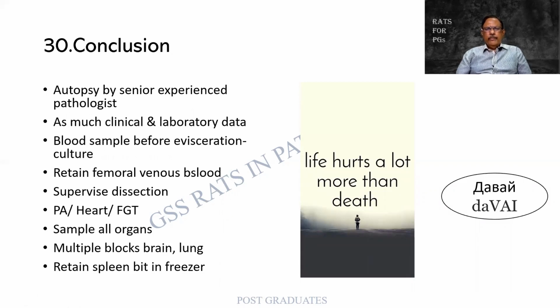What is the conclusion? The autopsy should be performed by a senior and experienced pathologist, not anybody who passes by. As much clinical and laboratory data should be obtained. It is a study as a whole. Blood sampling before evisceration. Retain the femoral venous blood for culture, etc. A senior person should supervise the entire dissection. And these are the structures you people will have to study in detail. Sample all organs, with multiple blocks from these regions if they are found affected. And retain spleen in a freezer, so this can be used for later study.